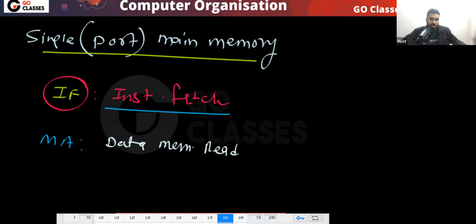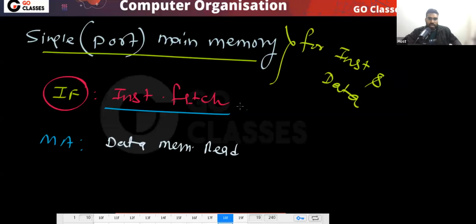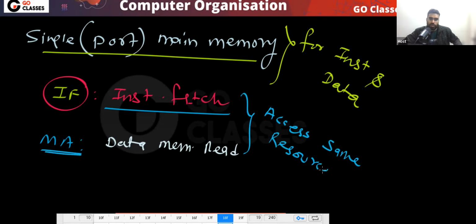Correct? Do you agree that if you have a single main memory for instruction and data, a single memory in which you have instructions and also data, then these stages are using the same resource, yes or no? These two stages access the same resource. What is that resource? That resource is memory. So they access the same resource, right? Yes or no?